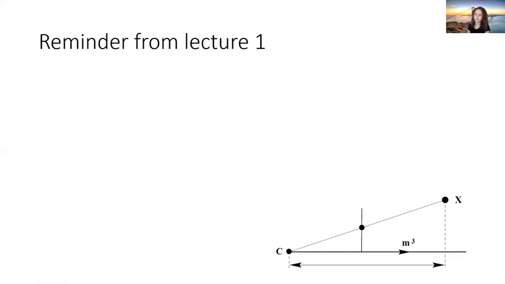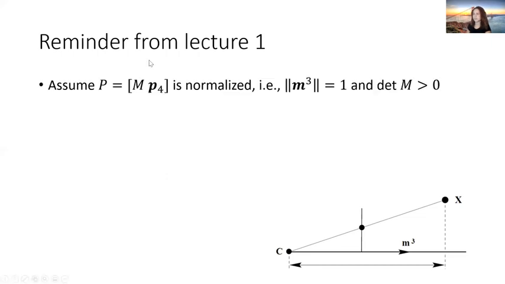We want to encourage the points to be in front of the cameras. So here's a reminder from lecture 1 when we talked about the depth of points in a specific camera coordinate system. So let's say we have the camera P, and it's comprised of a 3x3 matrix M and a 3x1 vector P4. And let's say that it's normalized, meaning the determinant of this 3x3 matrix is positive, and the third row of this matrix has norm 1.